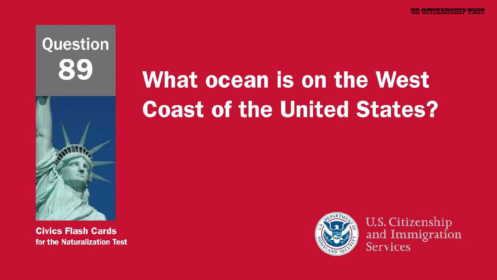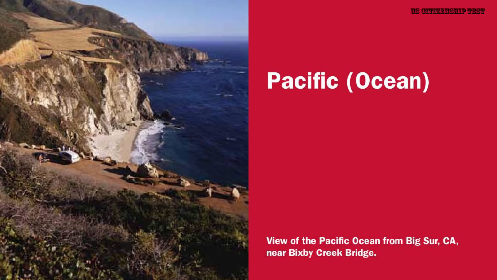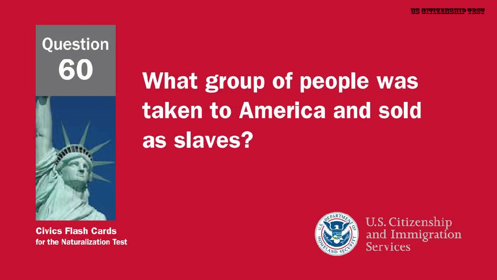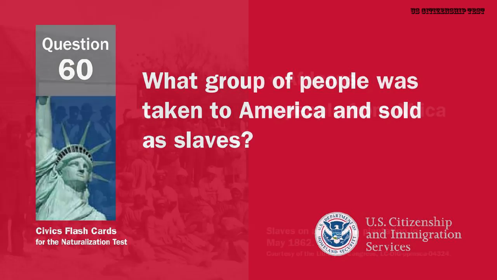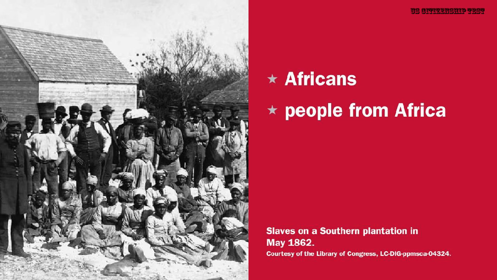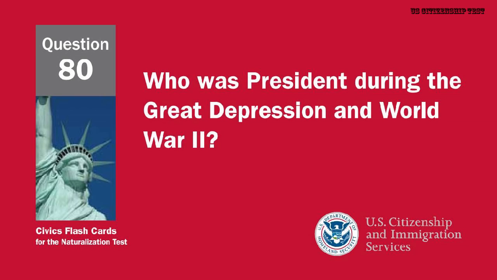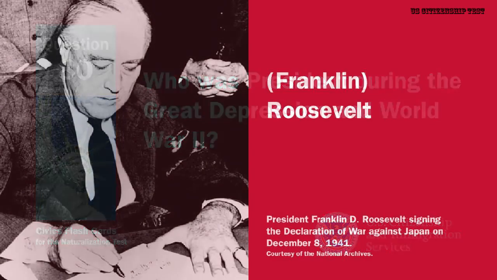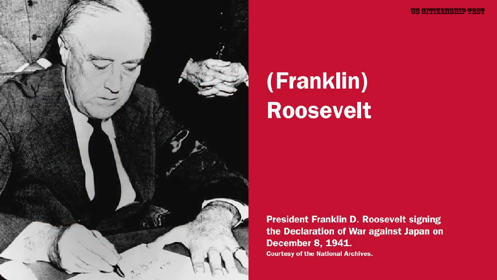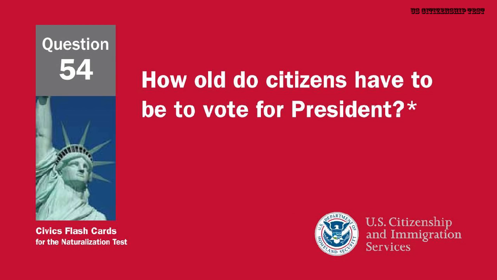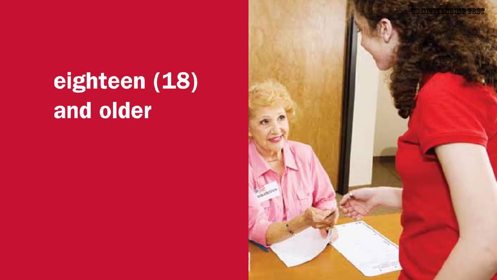What ocean is on the west coast of the United States? Pacific Ocean. What group of people was taken to America and sold as slaves? Africans. People from Africa. Who was president during the Great Depression and World War II? Franklin Roosevelt. How old do citizens have to be to vote for president? 18 and older.